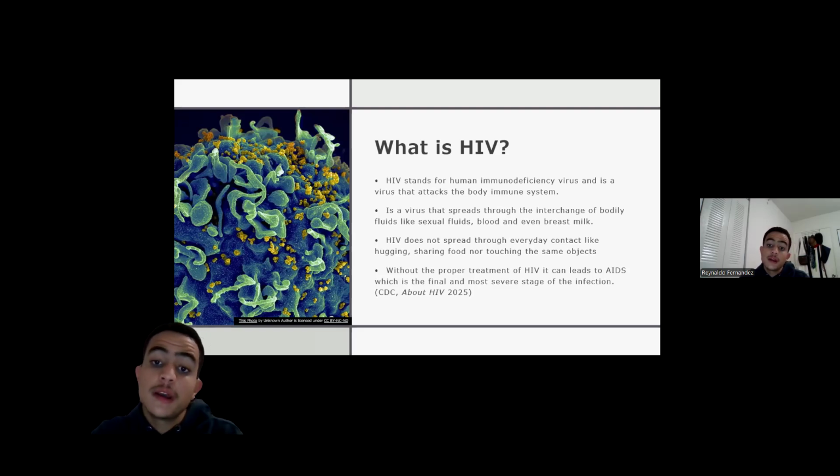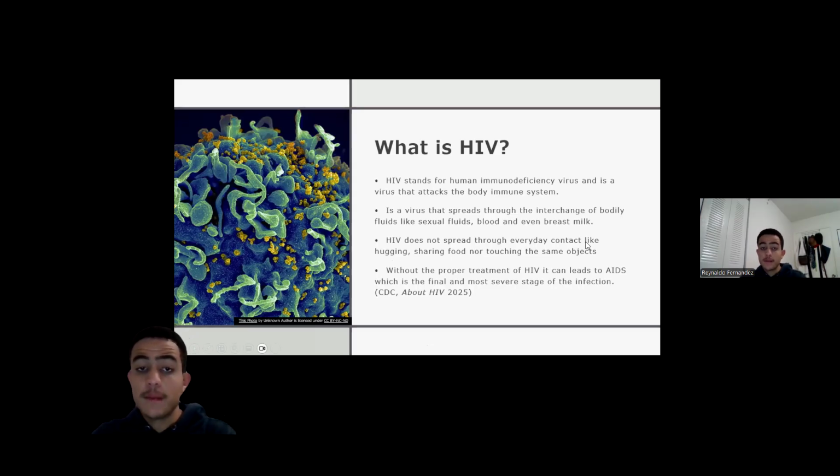And through the blood, it's when two people, one that is infected with HIV, shares a needle with somebody who's not infected. And that's when we have a blood-to-blood infection of HIV. And then breast milk is through mother and child, which usually also happens. HIV does not spread through everyday contact like hugging, sharing food, nor touching the same objects. And this goes for saliva too.